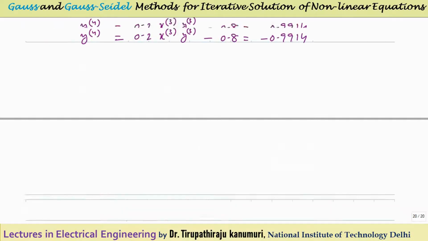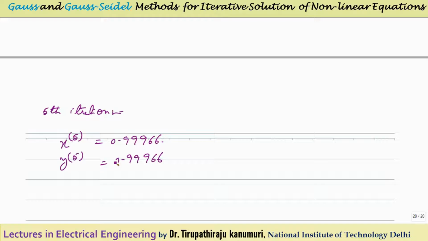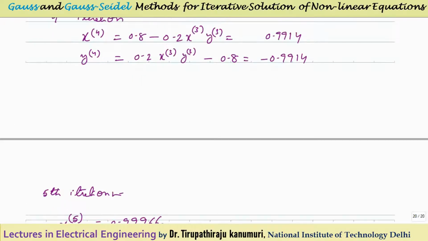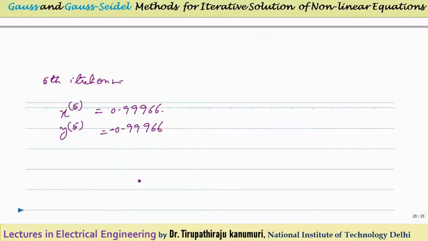So let us see the values up to the seventh iteration. Let us take the fifth iteration. In a similar way, if you continue for the fifth iteration, you will get the value of x after the fifth iteration as 0.99966 and y after the fifth iteration will be minus 0.99966. These are the values that will be obtained. Getting it? So again compare: up to the second digit they are matching but in the third digit there is a difference, because I want to match up to the third digit.